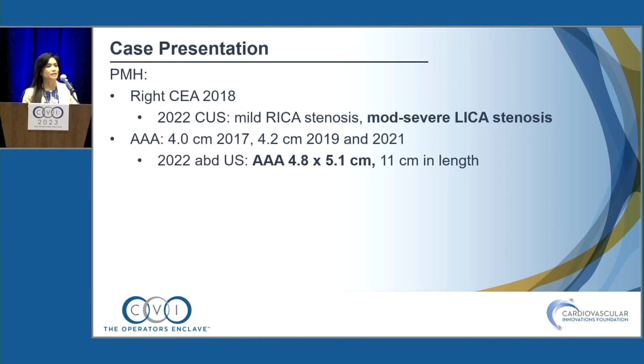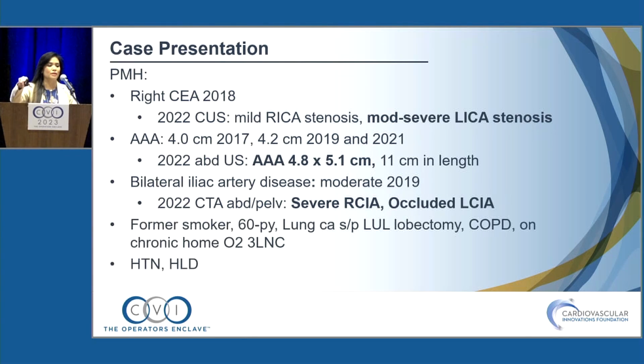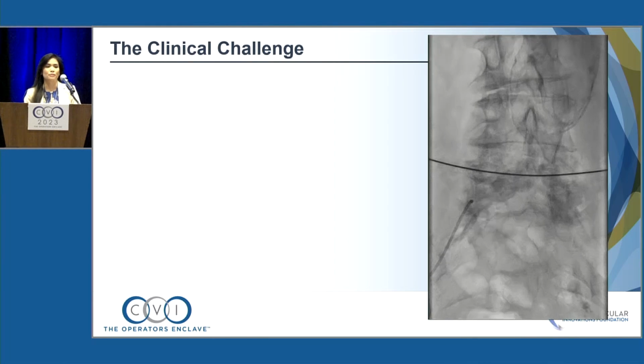She had an AAA diagnosed back in 2017 at 4 centimeters that was stable over the years, but most recently it enlarged to 4.8 by 5.1. She had moderate bilateral iliac artery disease in 2019, but on most recent imaging, she had severe right common iliac artery disease and an occluded left common iliac artery. She rounded that out by being a 60-pack year former smoker, prior lung cancer, COPD on chronic home oxygen, and hypertension and hyperlipidemia.